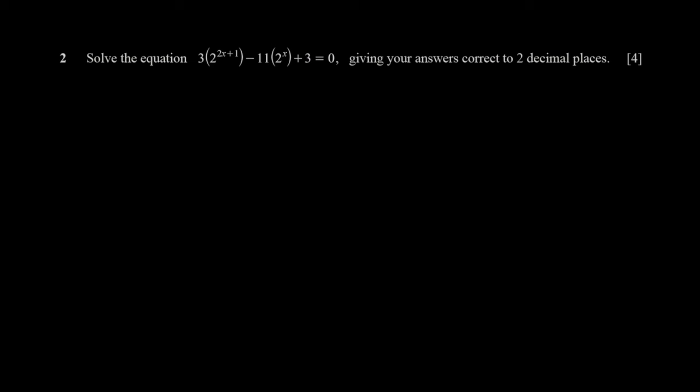All right, question 2, we want to solve this equation here, giving our answers correct to 2 decimal places. Before we start, this is probably a good idea to review some of the key indices rules. If I've got a to the power of x times by a to the power of y, that is equal to a to the power of x plus y, right? I add up the indices. But if I've got a to the power of x all to the power of y, then I multiply the indices, I get a to the power of xy.